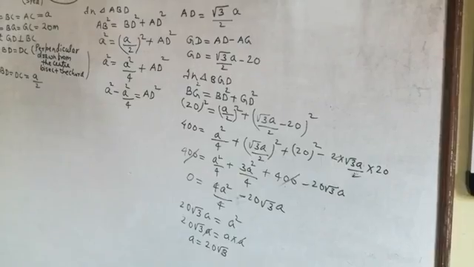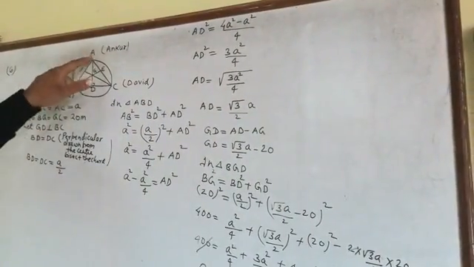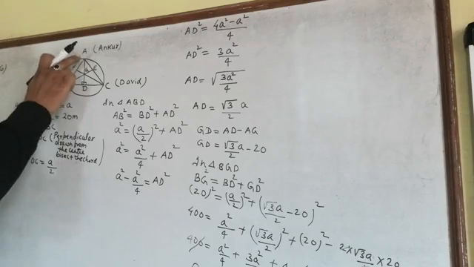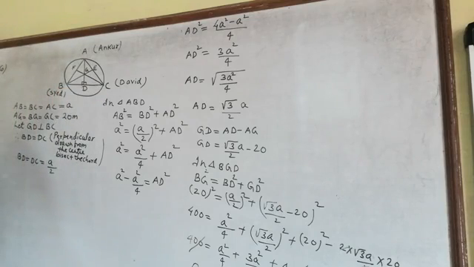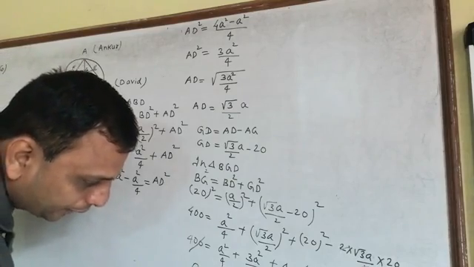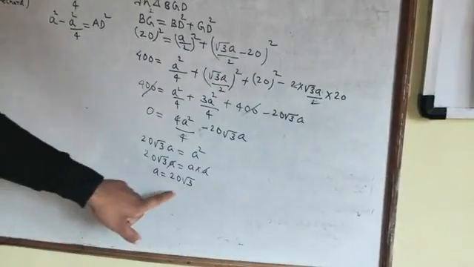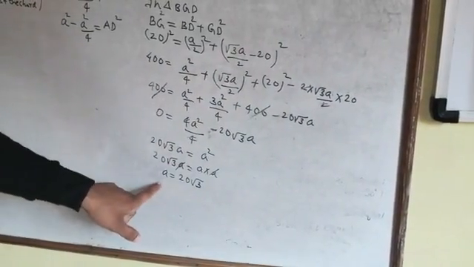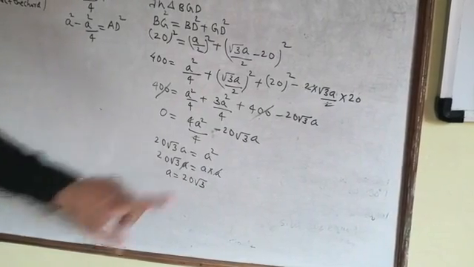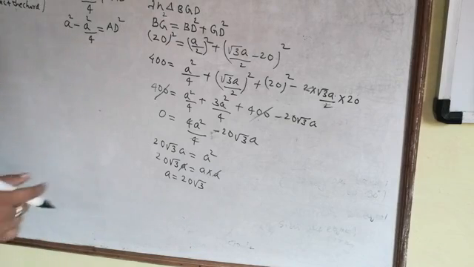If we got the value of a, then you can see from the figure, we had considered that A to B is a, B to C is also a, and A to C is a. That means the distance between Ankur and David will also be 20 root 3. This 20 root 3 is the distance between Ankur and David, David and Syed, and Syed and Ankur. All the distances will be the same, as mentioned in the question.